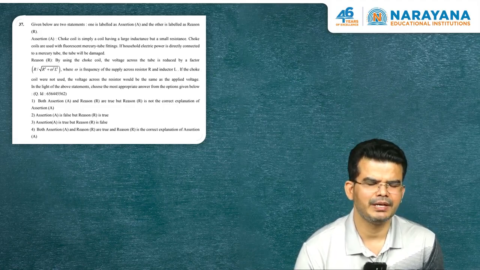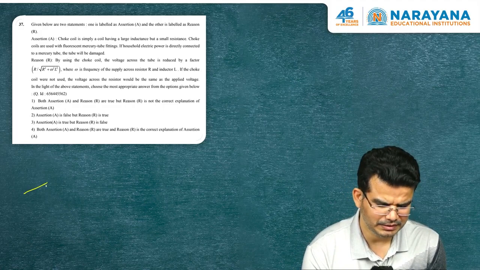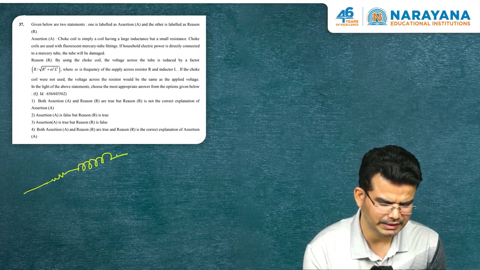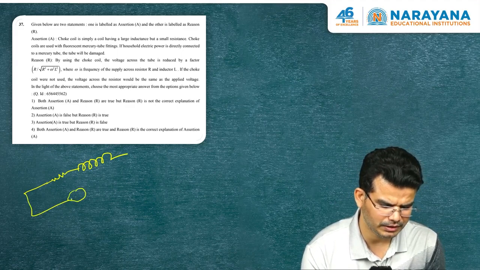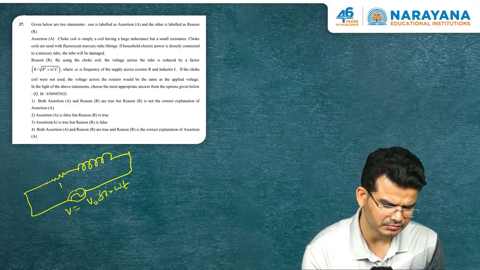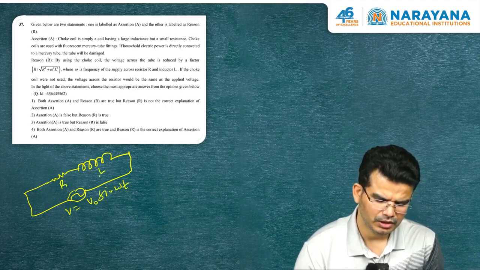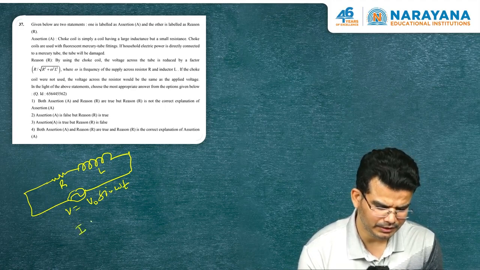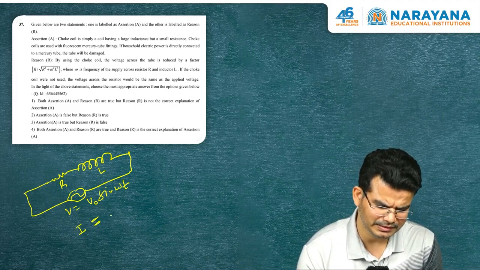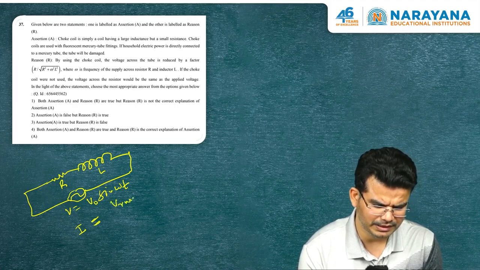Why is it correct? Because you can see, let us say the mercury tube is a resistor and this is a choke coil which is an inductor, and it is connected to an AC source, V equal to V naught sin omega t, very basic question. This is R, this is L. So, you know very well that current will be flowing. When I say current, let us take RMS current. You can say either RMS current or maximum current, all will have direct proportionality. So, let us take RMS current. So, I is V RMS upon Z.